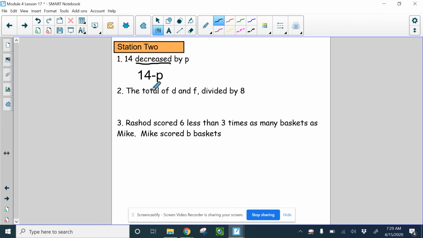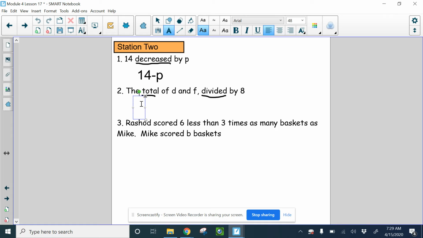This next one's a little bit more complicated because it talks about a total. Total I know means to add. And then it tells me I want to do divided by. Now, because of order of operations, I want to keep my adding together. So always, if I want to group my addition together, I'm going to put parentheses. It didn't tell me the quantity, but I still just know I want D and F to stay together. So I'm going to put D and F together in parentheses, and I'm going to divide that by 8.